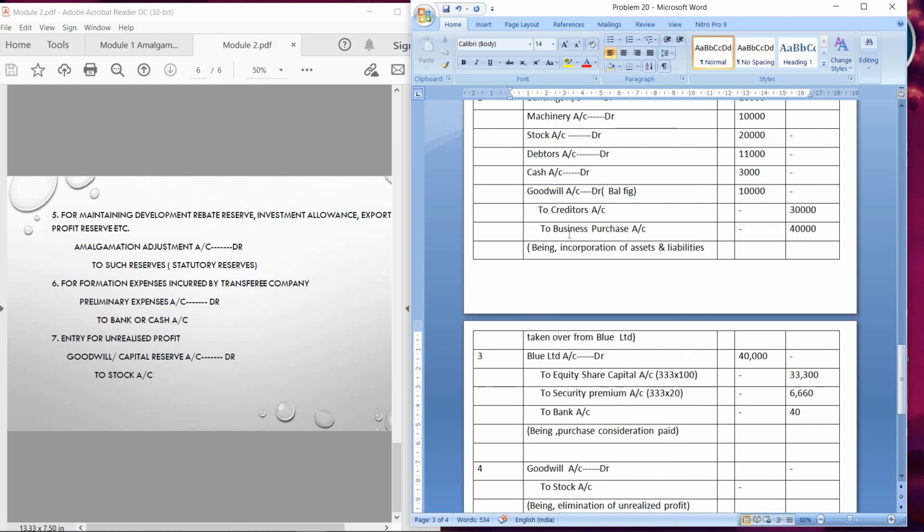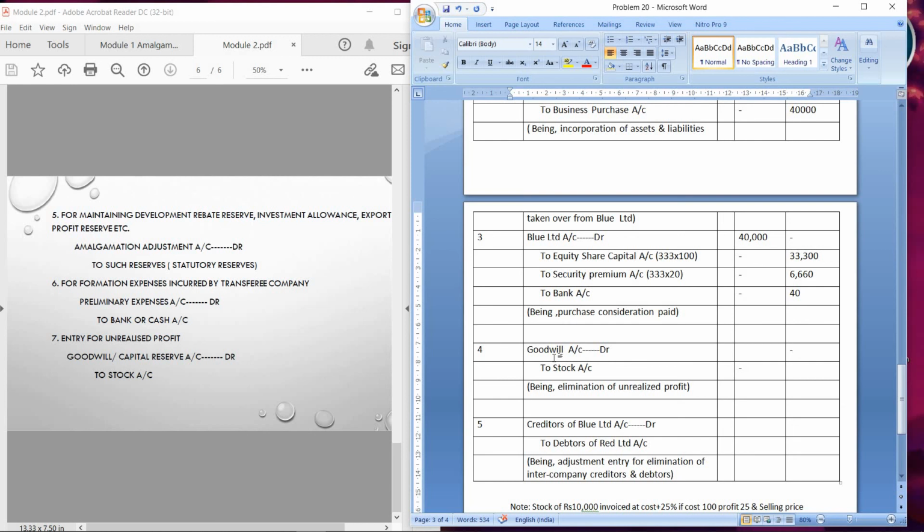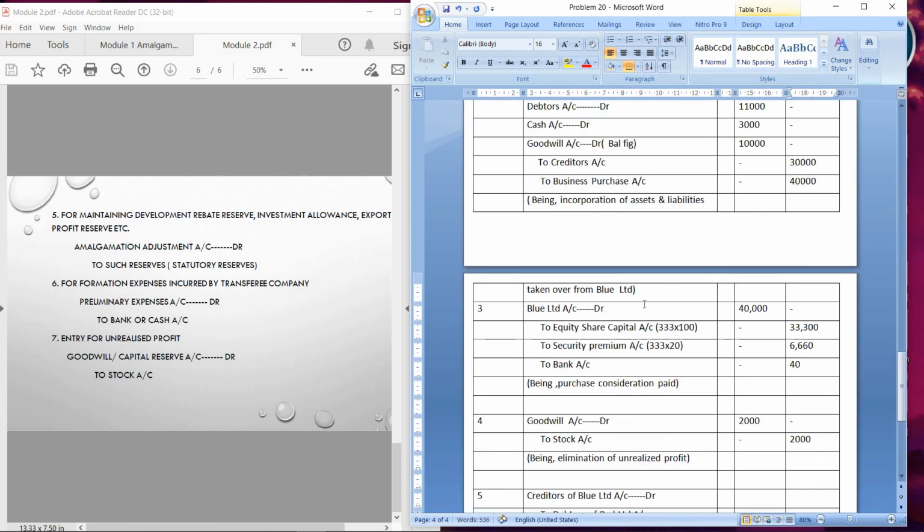Now look at the second entry. We have difference as goodwill. So we have to pass the entry like this. Goodwill account debit amount is the profit, that is 2,000, to stock account 2,000. And we have eliminated the unrealized profit from the stock. I hope you have understood this entry.